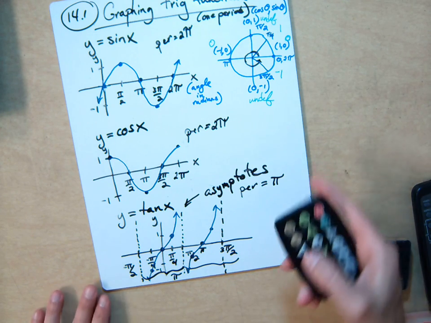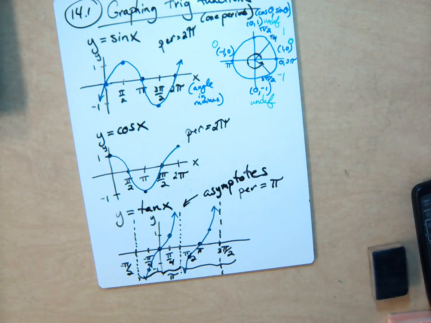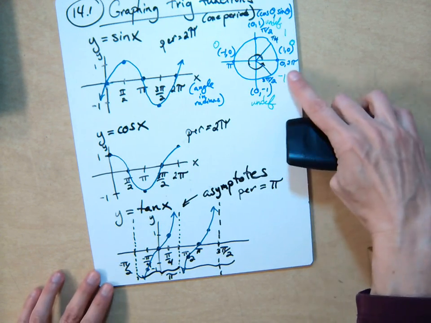Okay, and you're just using the key values on the unit circle. Like 0, 1, undefined, and -1. So you want to memorize, you should be able to picture that on the unit circle.